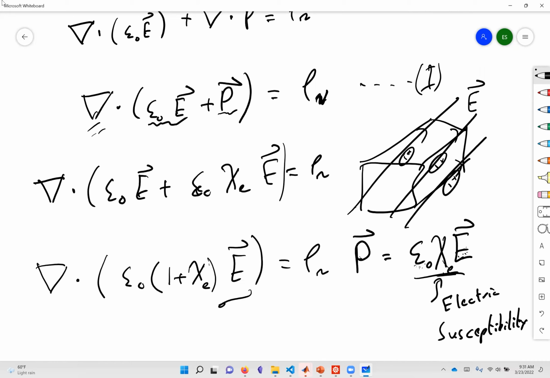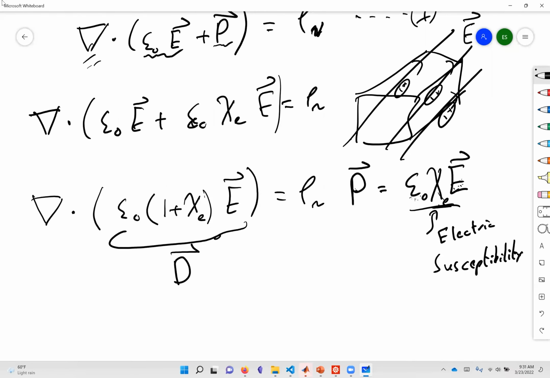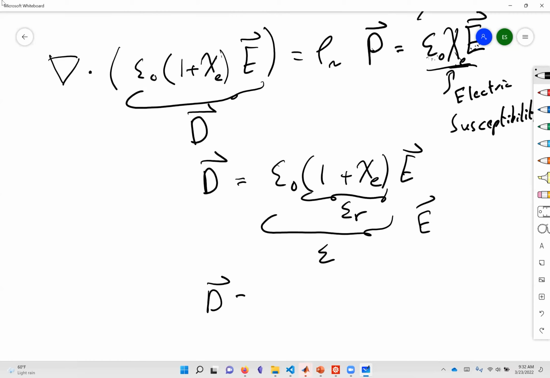Now this whole thing is the total D vector. It's the total polarization. So D, the total polarized field, is the polarization due to free space plus the polarization in the material. This is essentially what we're saying. So this equals epsilon naught 1 plus chi E times E. This thing is called relative permittivity. This whole thing is called the permittivity of the material, right? So in a more general sense, we can say D equals epsilon E for a material.